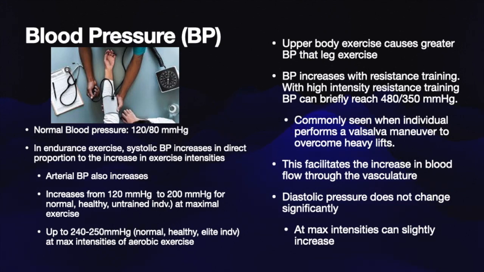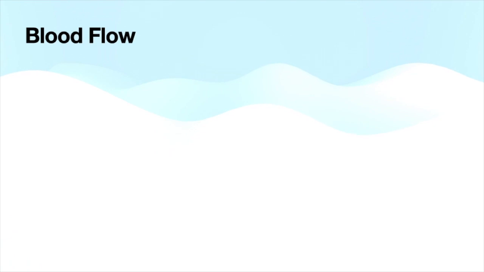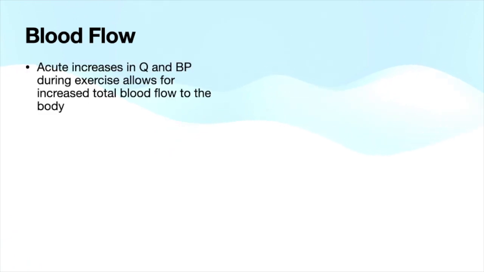Let's look at the blood flow sa atong cardiovascular system. Now, what are the responses of our cardiovascular system in terms of blood flow? Since there's an acute increase in cardiac output and blood pressure during exercise, this will also increase the total blood flow to the body.